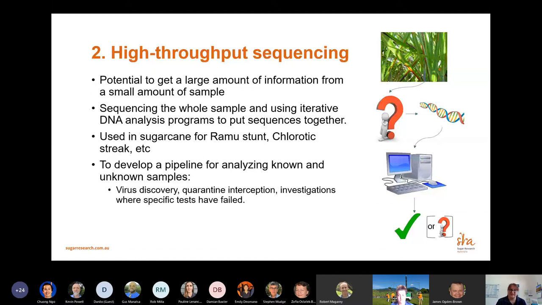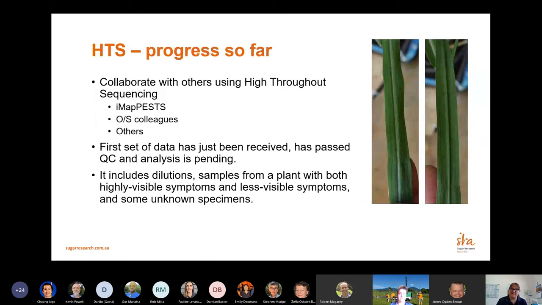USDA are using this a lot for characterizing sugarcane viruses. We really don't have a pipeline here for analyzing these samples. So that is kind of the aim of what our project is to do. We have been collaborating with other people using high throughput sequencing, including people from the iMapPESTS group, our overseas colleagues, and other high throughput sequencing users in diagnostics, but also outside of diagnostics.